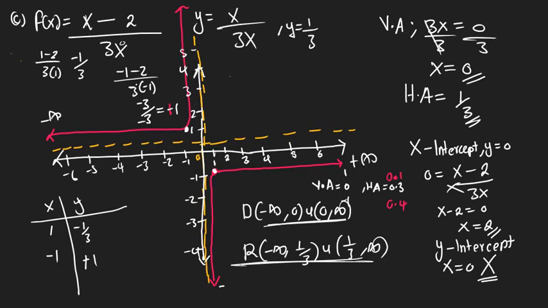We do another one. Sir, a question, please. I didn't understand how to find the horizontal asymptote, the 1 over 3 there, how we got it.